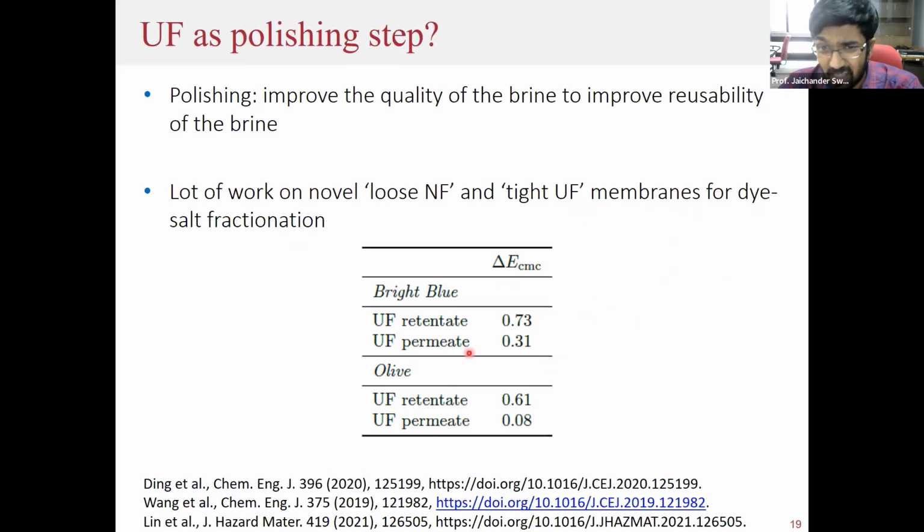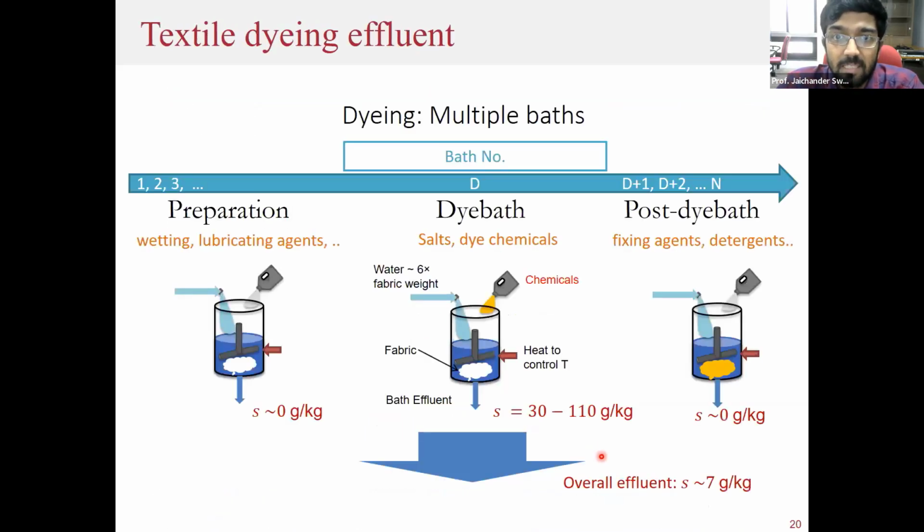So with a simple commercial ultrafiltration membrane, it was possible to treat this water and reduce the color difference. The color difference, as you can see, with this bright blue color was reduced by 50%, and this olive color is reduced by around 90%. So this is promising in terms of polishing. That is one of the aspects that I wanted to highlight.